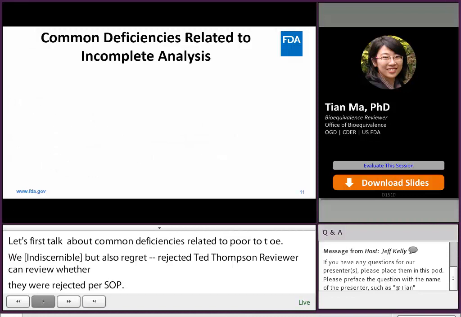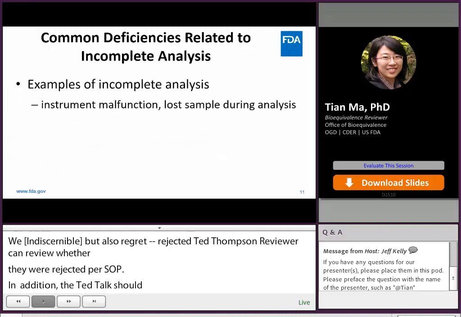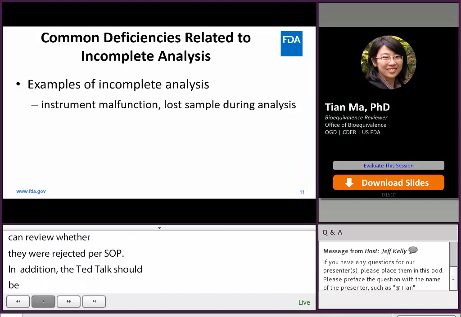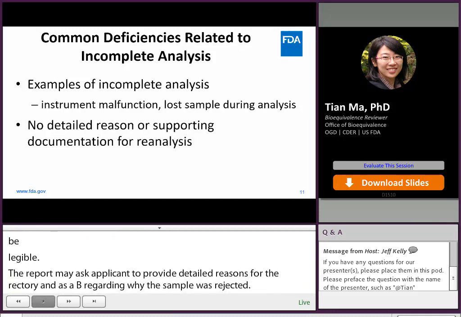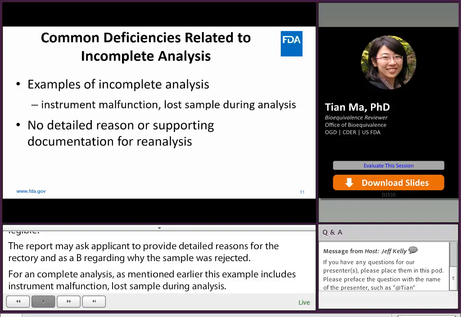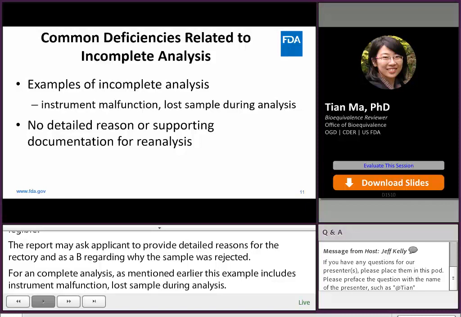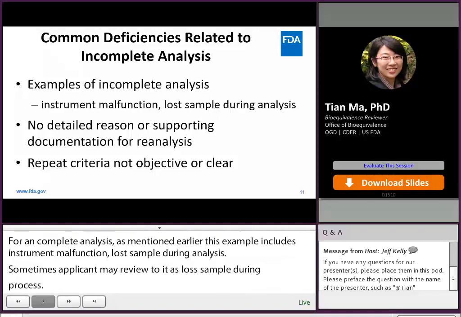For incomplete analysis, as I mentioned earlier, examples of this include instrument malfunction and lost sample during analysis, and sometimes the applicant may refer to it as lost during process. We recommend you to provide detailed reason or supporting documentation regarding the sample rejection and also sample reanalysis. In addition, the repeat criteria should be objectively and clearly defined in the SOP.